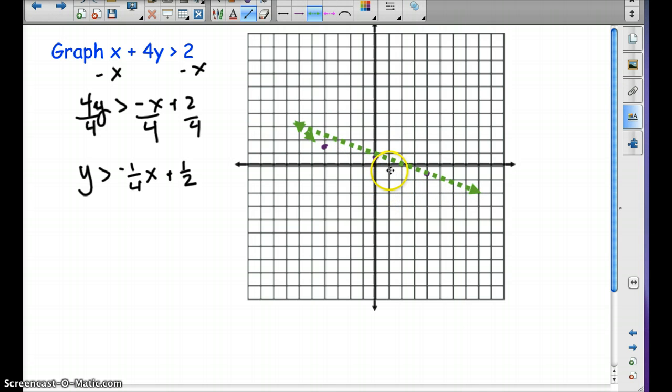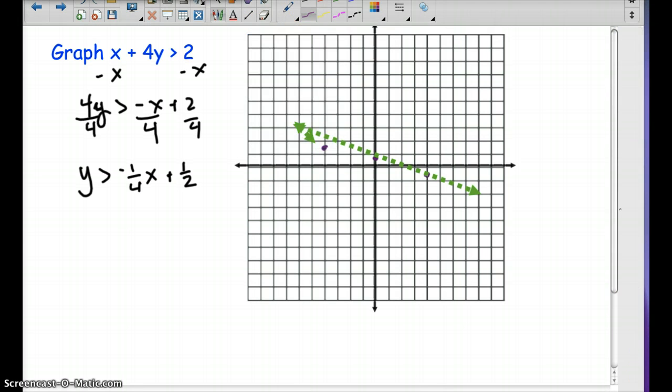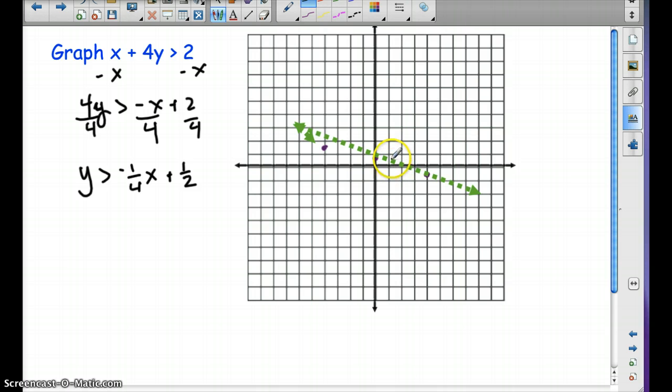And now we need to decide where to shade. Because remember, it's y is greater than this line. And when we decide to shade, I'm going to show you work to decide where to shade. We want to decide a point to pick. So for example, let's say I want to pick 1, 2. So I'm going to pick 1, 2 and see if it's a solution. Remember from the previous slide, we only shade over solutions. So let's plug this in.